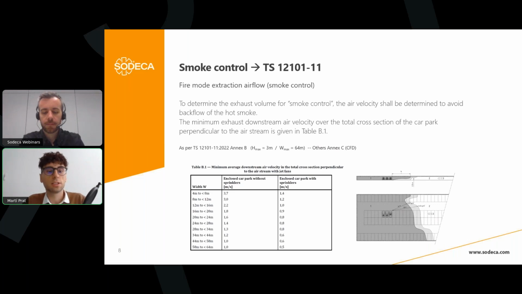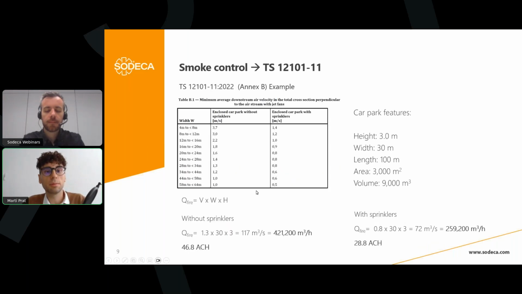If the car park doesn't have sprinklers, the fire source has much more power, much more heat release, so the airspeed needs to be higher. Here we have an example of a calculation. We have a car park of 3 meters height and a width of 30 meters. So we get the airspeed from the table and we multiply it by the section of the car park, so the width and the height. And with this calculation, we get the airflow, which is very different if we have sprinklers and if we have no sprinklers.